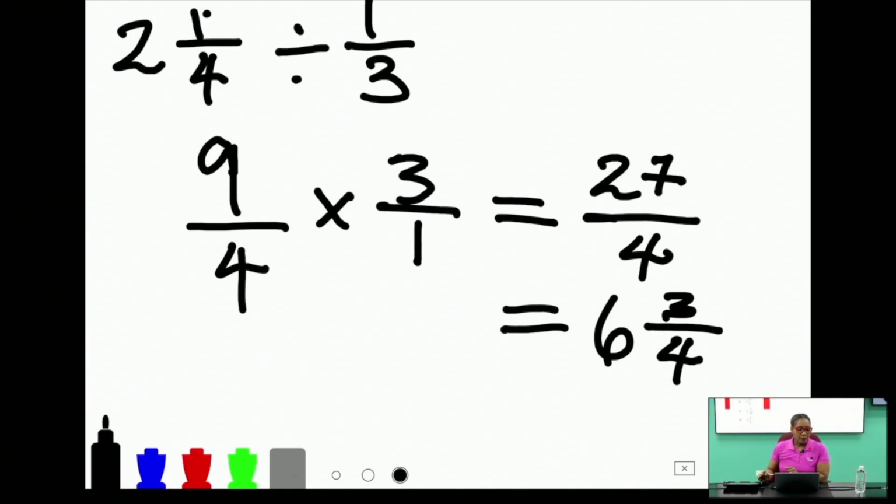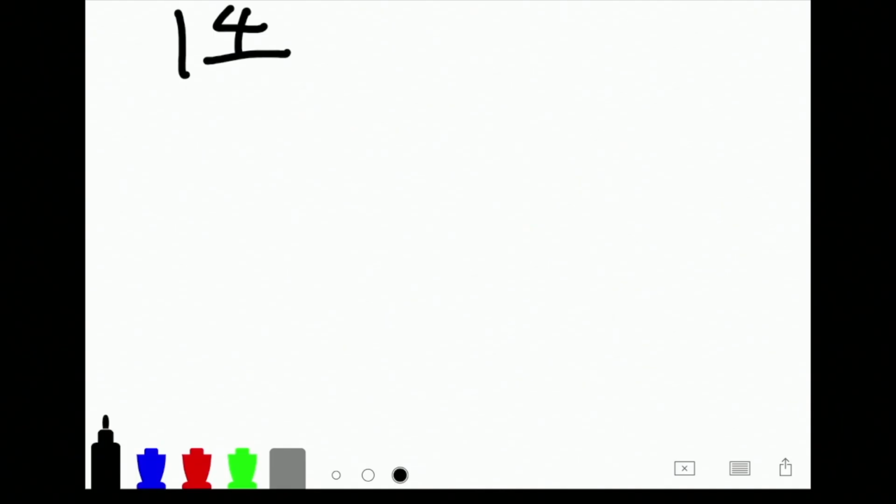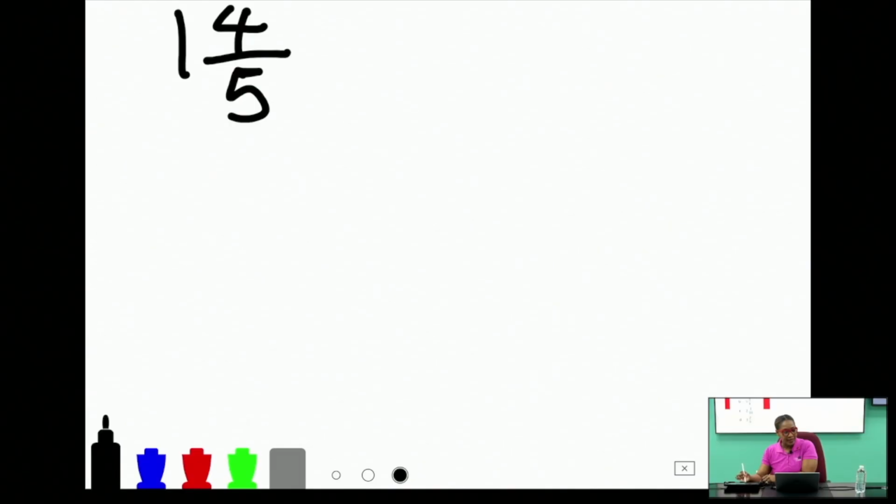All right. So we're here at question 21. Solve 1 4/5 multiplied by 3/4. And we just did a similar question, so we're going to just keep the momentum going. You always want to write your question down when you're doing your rough work. Please remember, there's a section on your paper that says rough work. Please use it when you are doing your exam. So 5 times 1 is 5 plus 4 is 9.